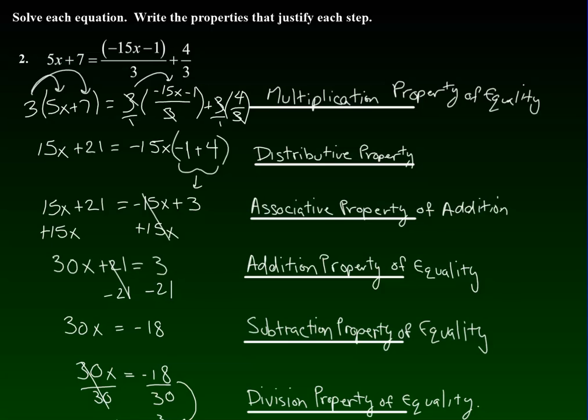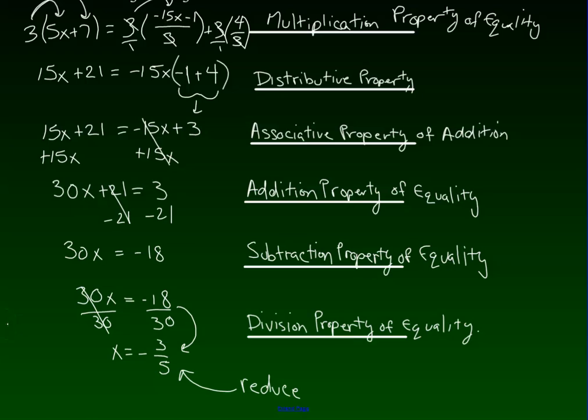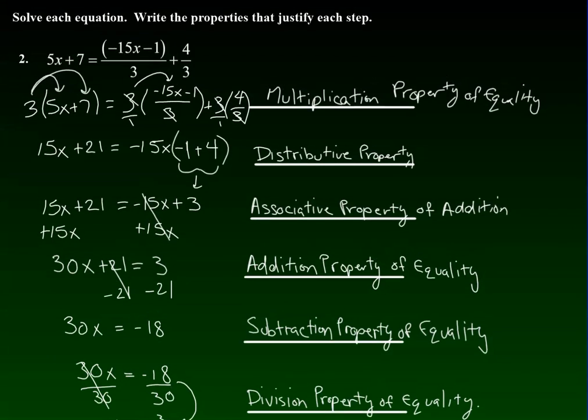And then we had to add 15 to both sides to get rid of the -15. And that was the addition property of equality. Then we subtracted 21 from both sides to get the 30x by itself. And that used the subtraction property of equality. And then we had to divide both sides by 30, which reduces to -3/5, and that's the division property of equality. And with that, that's how you solve equations and write properties that justify each step.